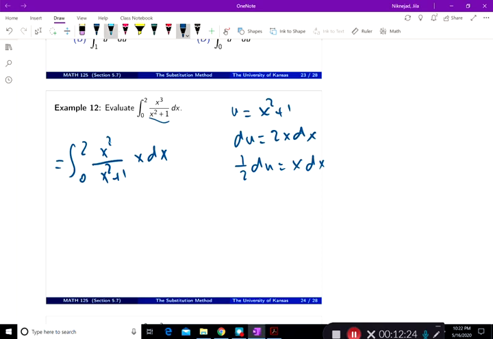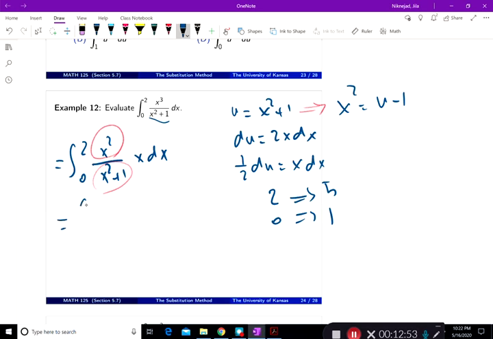What I have to figure out in here is how to replace this, because the bottom becomes u. Well, what is x squared? By solving right there, I get x squared is equal to u minus 1. The last piece is changing 2 and 0. Plugging 2 into here, I get 2 to the power 2, 4 plus 1, 5. Plugging in 0, I get 1. So I get the integral from 1 to 5 of u minus 1 over u, and then 1/2 of du.